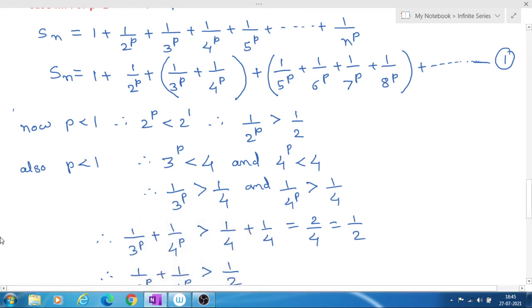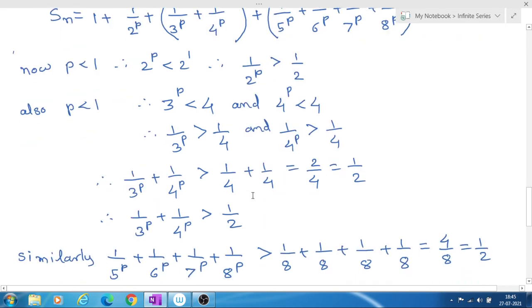Therefore the sum of these two terms, 1 upon 3 raised to p plus 1 upon 4 raised to p, will be greater than 1 upon 4 plus 1 upon 4, because each term is greater than 1 upon 4. Therefore this sum is equal to 2 upon 4, which is 1 upon 2. Means 1 upon 3 raised to p plus 1 upon 4 raised to p is greater than 1 upon 2.